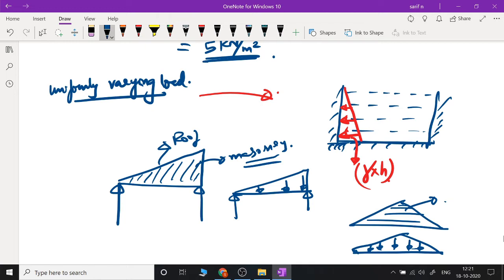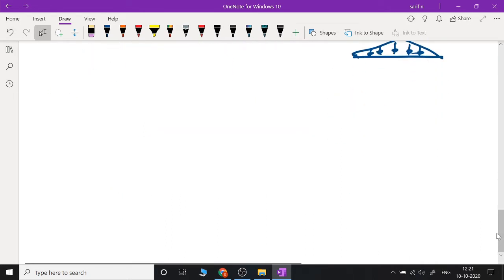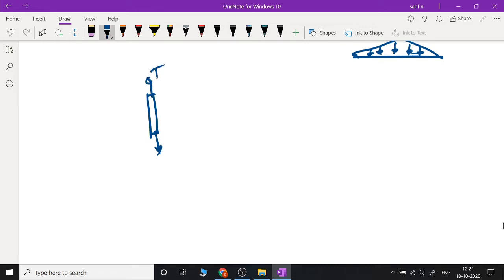Having understood the basic types of beams and loads, let us go into the main topic of discussion, which is bending moment and shear force. To understand bending moment and shear force, the first thing we have to understand is, imagine we have a member like this, and if you apply a tensile force along the longitudinal axis, you will call it an axial force.